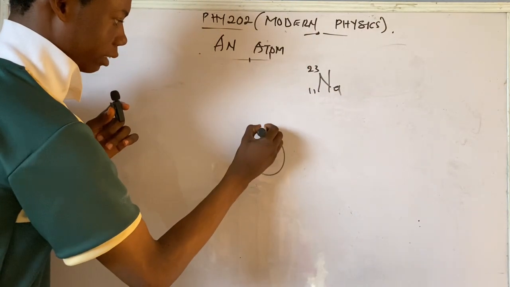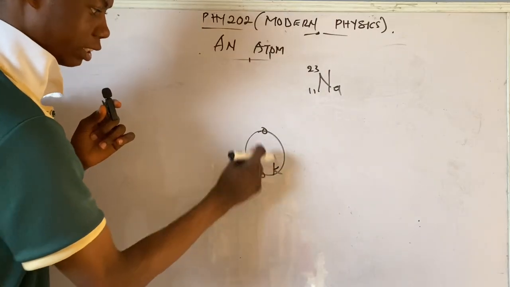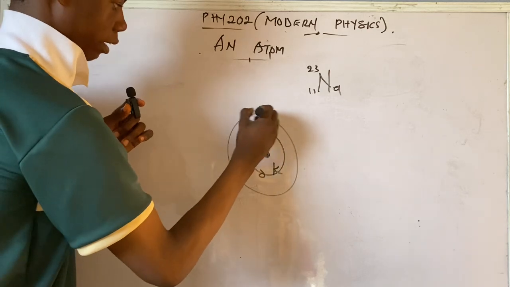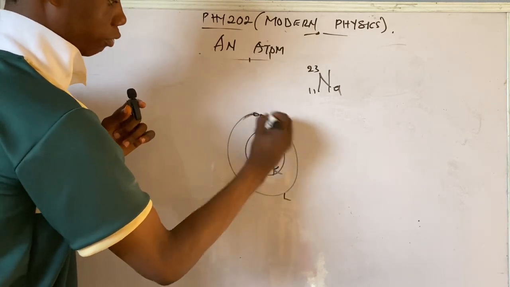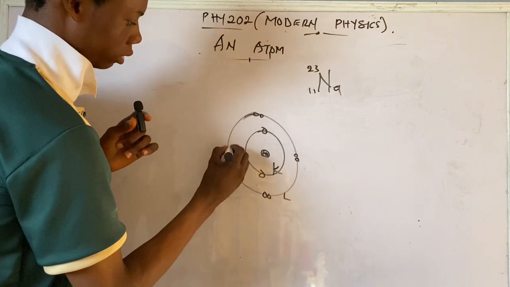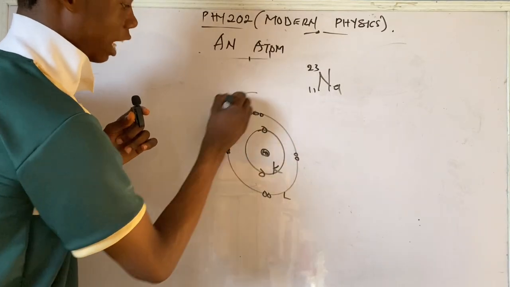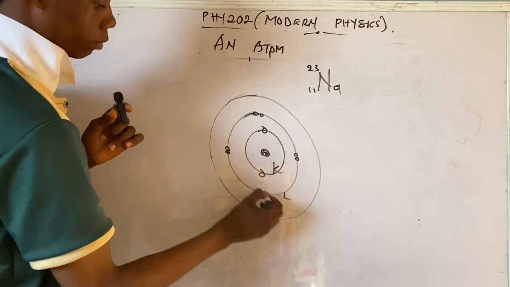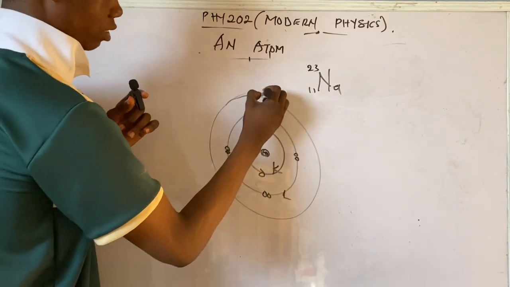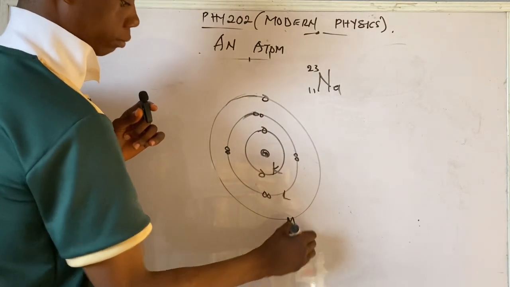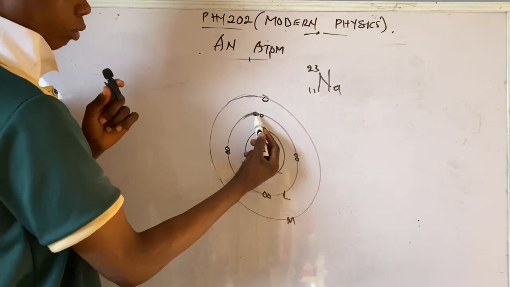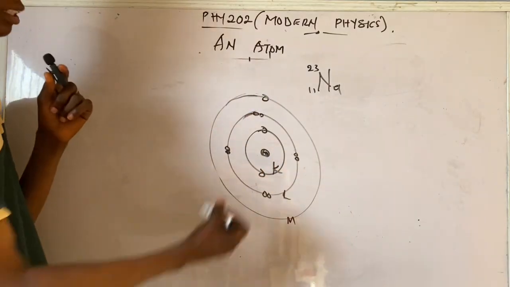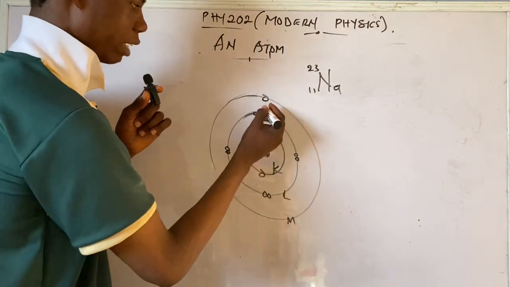So I'm going to write that the first, or K shell, this is a shell, this is the nucleus, L shell. So the first shell will contain 2 electrons. That is by obeying a principle we call the Aufbau principle. The next shell is L, and the next shell is M. So this is 11 now. 1, 2, 3, 4, 5, 6, 7, 8, 9, 10, 11. So this is sodium. This sodium is having 11 electrons.